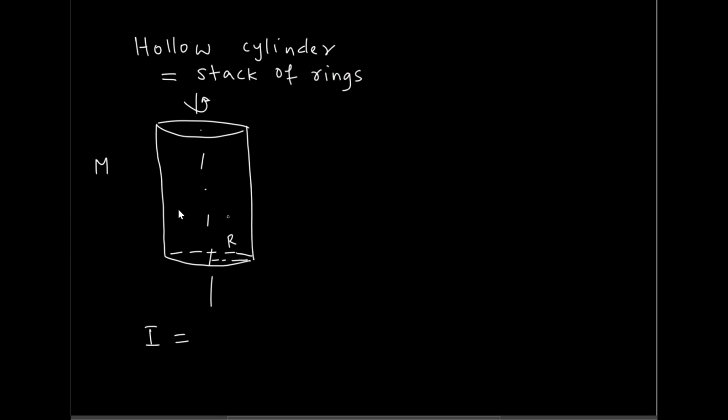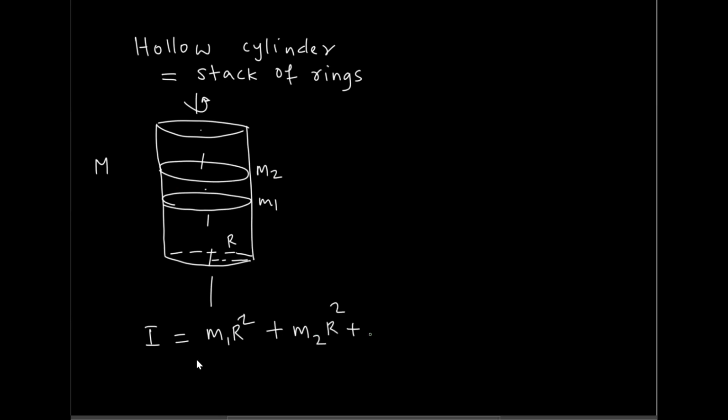If I take one ring with mass m1, its moment of inertia is m1 R square. If I take some other ring above or below, with mass m2, its moment of inertia will be m2 R square, and so on. Then I'm just adding the masses of the rings, so MR square. If you keep this idea in mind, that a hollow cylinder can be treated as a stack of rings, then the moment of inertia is MR square.